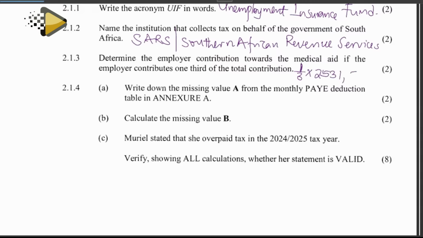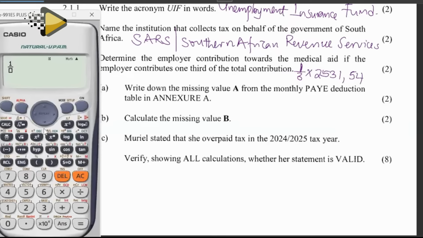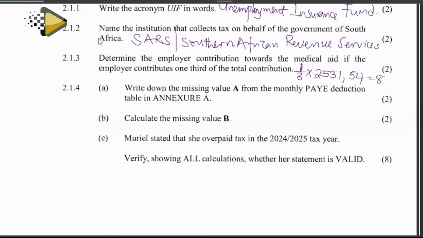Which will become 1/3 of 2,531.54. Okay, put it in the calculator, we find out it's 1/3 times 2,531.54. So we have the answer as 843 rands 85 cents.